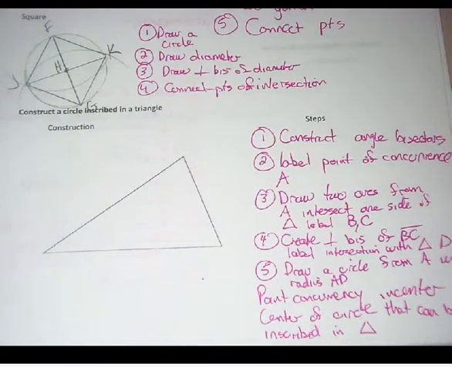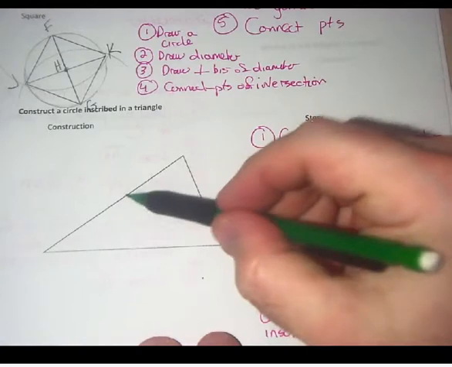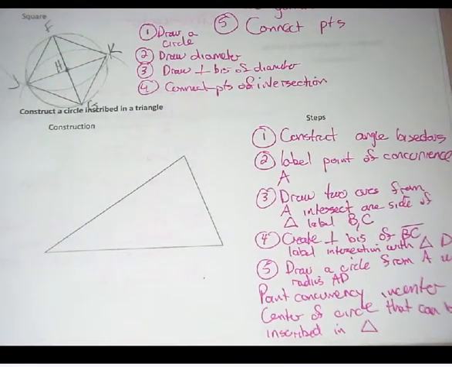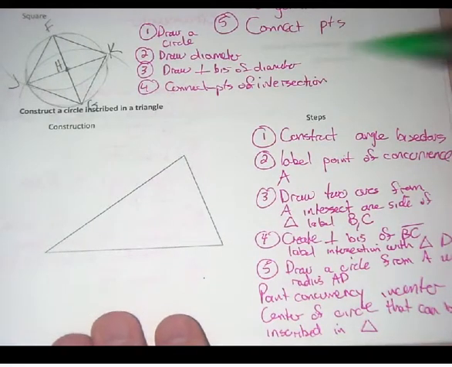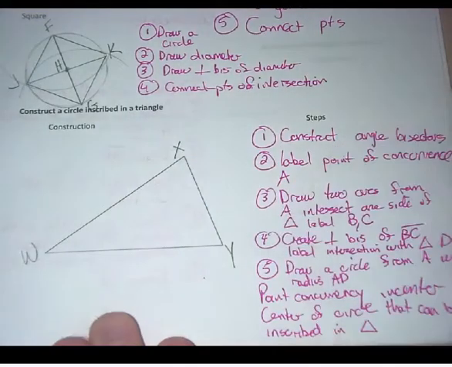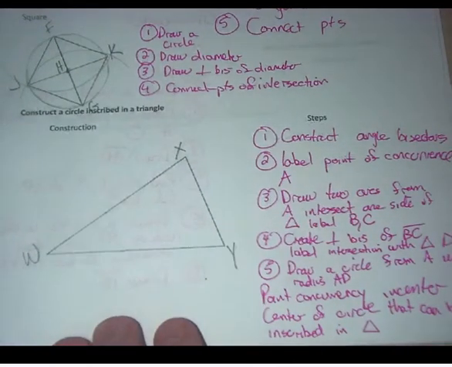Next thing, we're going to make a circle inscribed in a triangle. So again, inscribed means it's drawn inside. We're going to have a circle that's just tangent on one place on those sides. So we need angle bisectors. I'm going to label the vertices of my triangle and the angle bisectors.